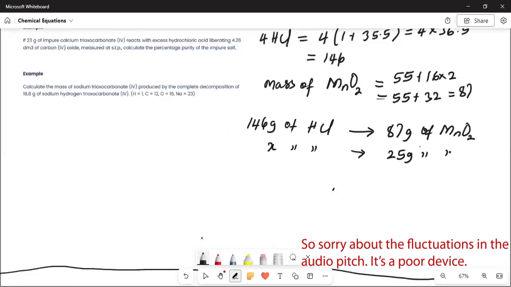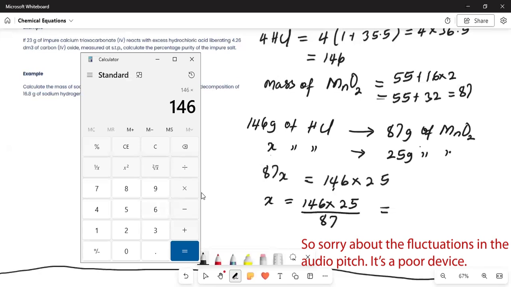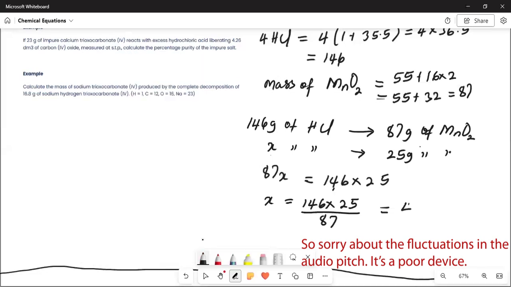So when we cross multiply this, x multiplied by 87 gives us 87x equal to 146 times 25. Dividing both sides by 87, x is 146 times 25 divided by 87, which is 41.95 grams. That is the mass of HCl that reacted with 25 grams of manganese oxide.